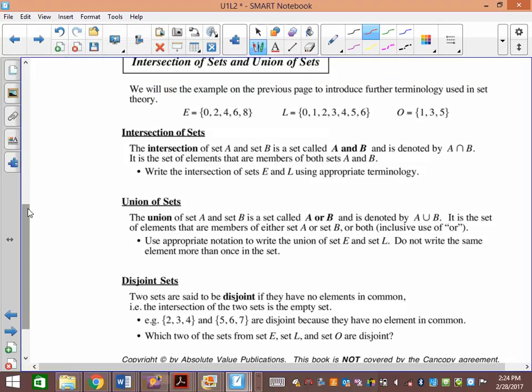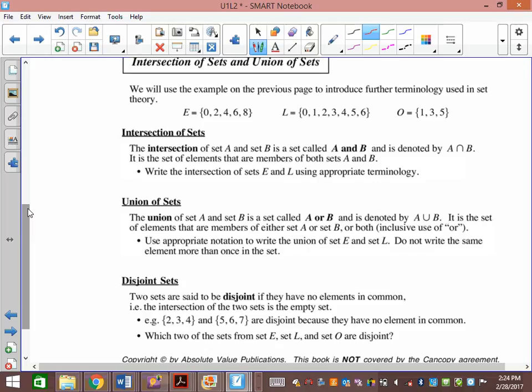We're using the examples on the previous page to introduce further terminology used in set theory. So we have E represents 0, 2, 4, 6, and 8. L was 0, 1, 2, 3, 4, 5, and 6. And O was 1, 3, 5.